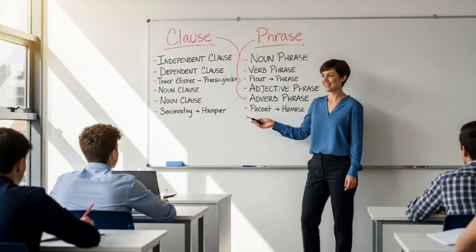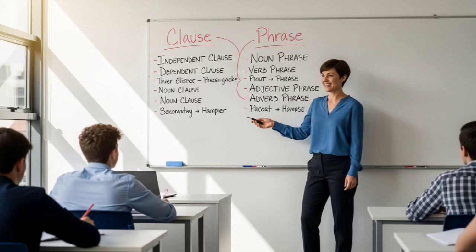Types of clauses. Independent clause or main clause. An independent clause can stand alone as a full sentence. It shows a complete thought. For example: I love English. He went to school. They are watching TV. Each one gives a full idea and does not need another clause.